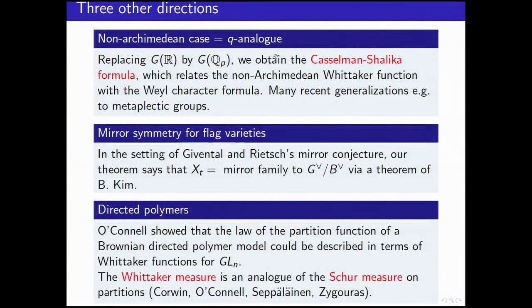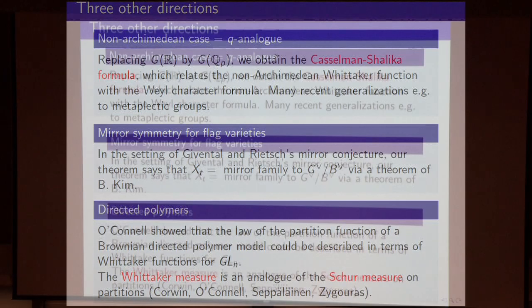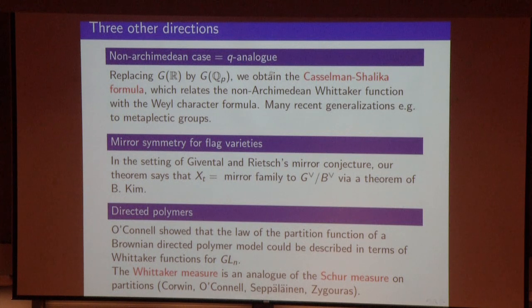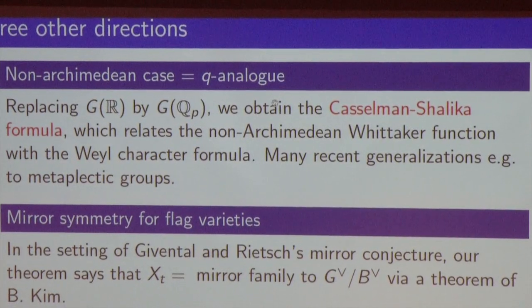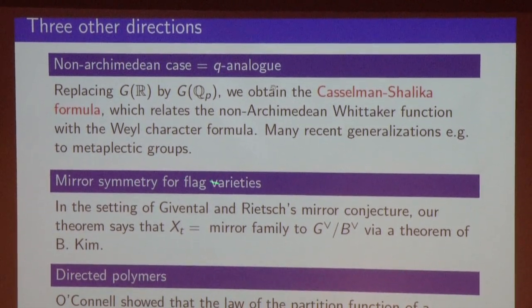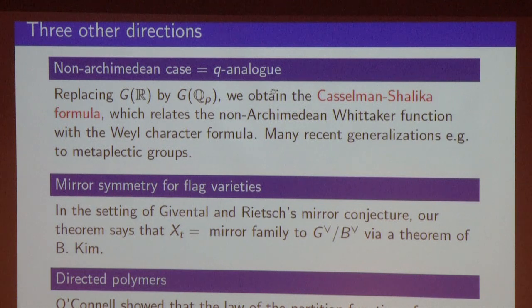So let me talk about different perspectives on this integral formula, which I didn't get to talk about. If you were doing not Archimedean Whittaker functions, but non-Archimedean Whittaker functions, so Jacquet's Whittaker functions were defined over any local field, you would try to put the p-adics in. I think of this case as something like a q-analog: instead of replacing a sum by an integral, you replace it by a q-analog. And I think the analog of this formula I wrote down in the p-adic case is the Casselman-Shalika formula, which relates the non-Archimedean Whittaker function to the Weyl character formula. And there are people who've been studying this recently, mainly for metaplectic groups.